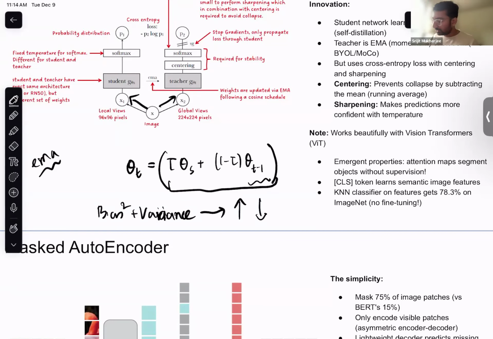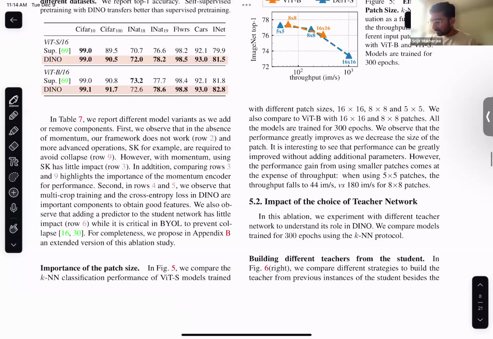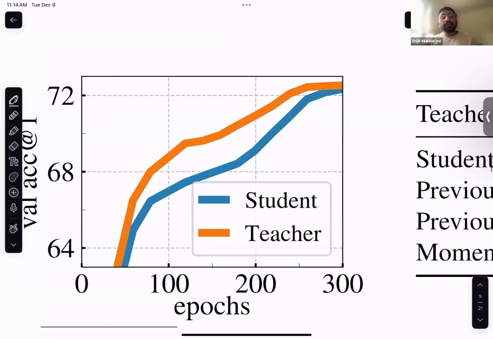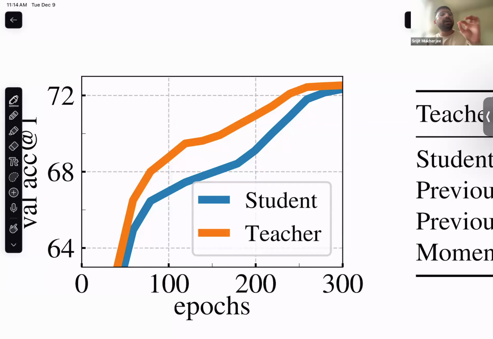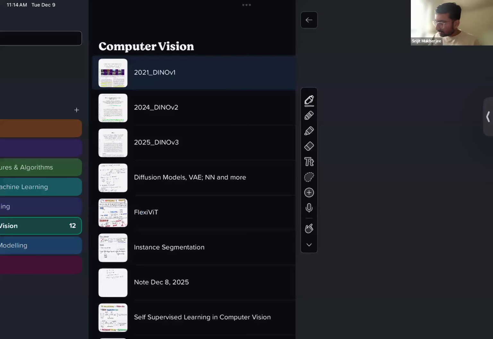Let me try to show you the DINO paper. So you can see here. Why? Because this is generalizing really well. Since the variance is low, bias square plus variance is actually lower. So understand this.